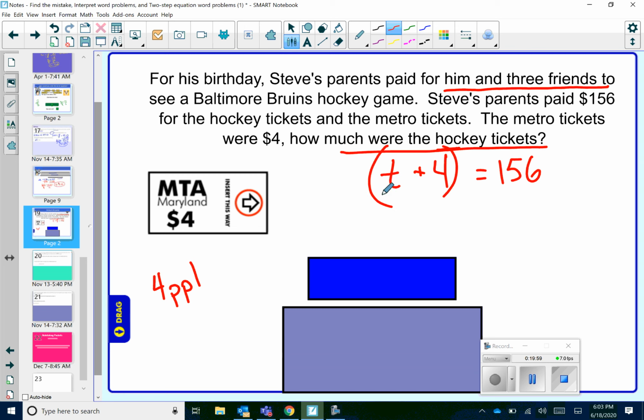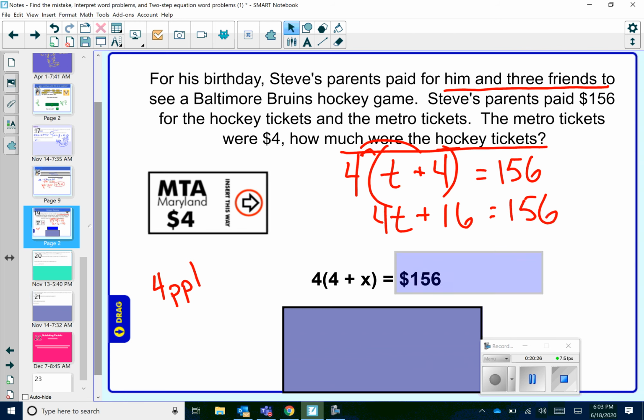And then there were 4 people. So this one actually ends up becoming a distribution problem. Or if you wanted to figure it out this way, you needed 4 hockey tickets, which would be 4T, plus 4 Metro tickets, and they're $4 a piece. So 4 times 4 would be 16, which when you think about it, once I distribute, I'm left with 4T plus 16 equals 156. So that gives us our equation.